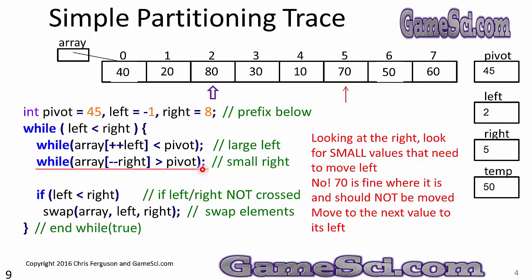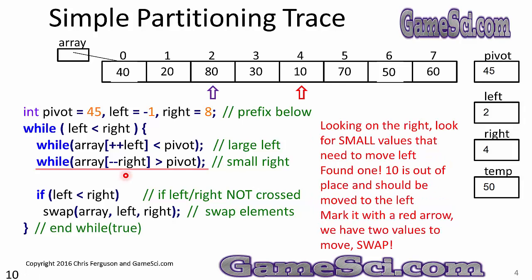What we need to do is when we hit this semicolon, we're going to loop back up here and do the minus minus right. Notice how right is going to change. Right is at 5. We're going to change it to 4. The minus minus right says look at this position. Looking on the right side, look for small values that need to move left. Well, we found one. 10 is out of place and should be moved to the left. Mark it with the red arrow.